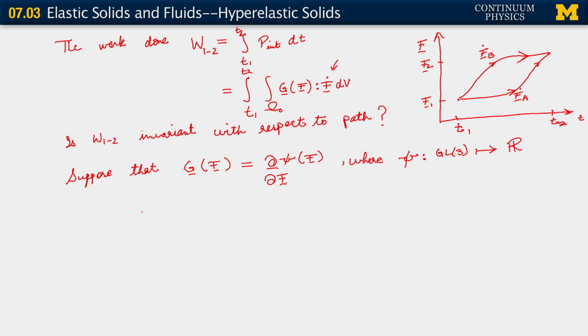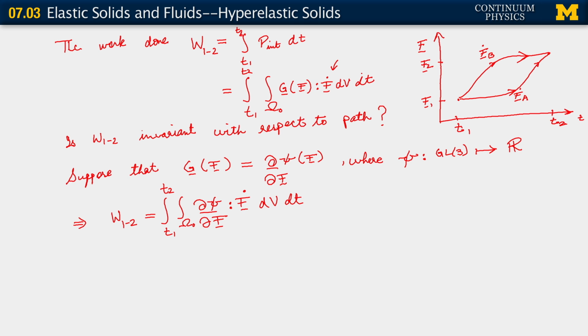Suppose we have this. What that implies then is that W1 to 2 is now the integral from T1 to T2, integral over omega naught, of the partial of psi with respect to F, contracted with F dot, dV dt, and I realize I missed out a dt here.